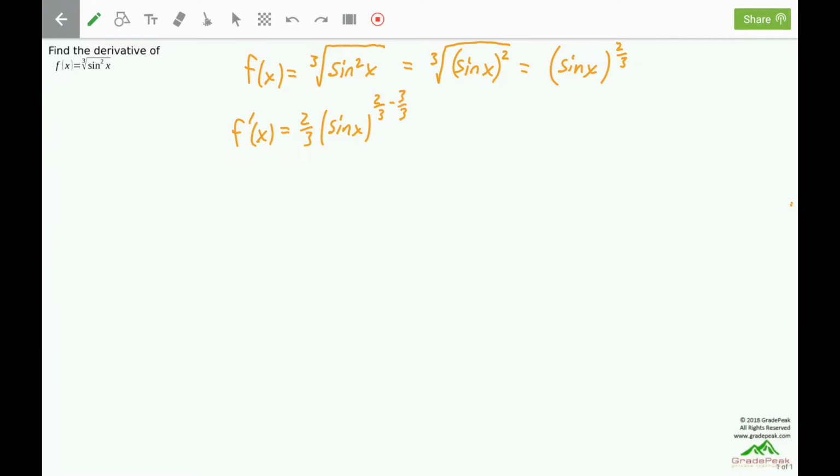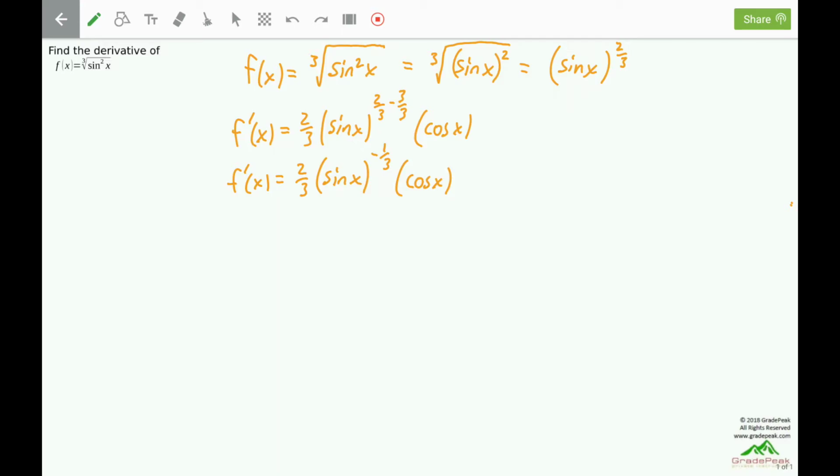And now, since the inside is not just an x, and the derivative won't be a 1, but something more, let's take the derivative of the inside. That's the chain rule. Derivative of sine of x will be the cosine of x, and we multiply that with the rest of the expression. Now let's just simplify, and we have 2/3 sine of x raised to the 2 minus 3, which is negative 1/3, and then times cosine of x.